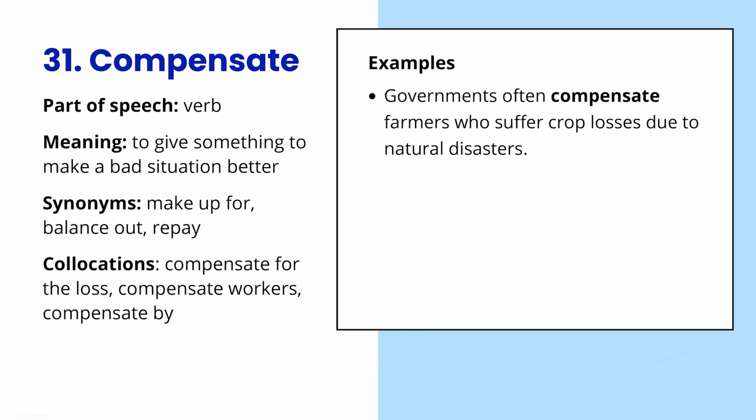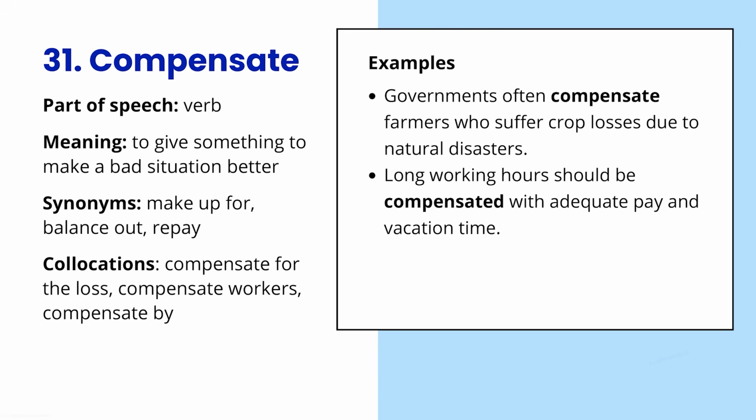Compensate by. Governments often compensate farmers who suffer crop losses due to natural disasters. So this means governments often give something to farmers to help make that bad situation a bit better. And what is that bad situation? Well, it's because they have suffered crop losses or damage to their farm. Long working hours should be compensated with adequate pay and vacation time. So the word compensate is really useful when you're talking about fixing problems or paying someone for a loss. Most of the time, it's used when talking about work, money, or social issues.